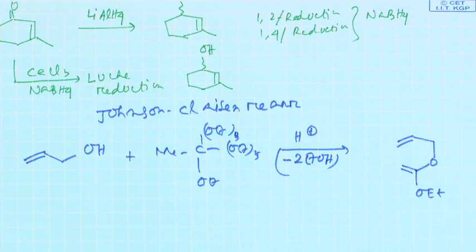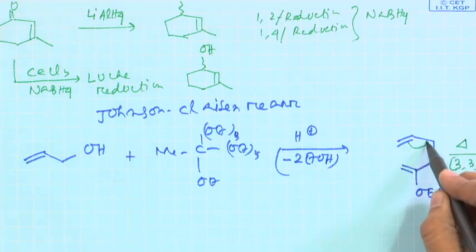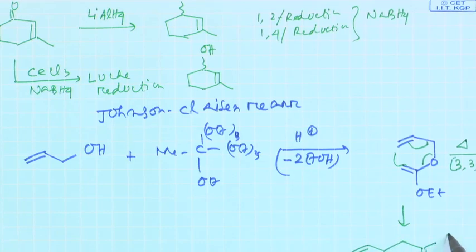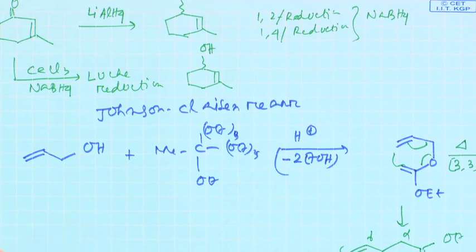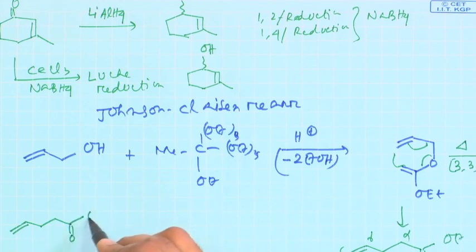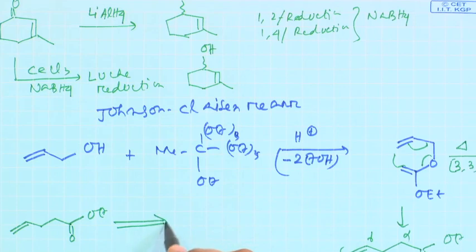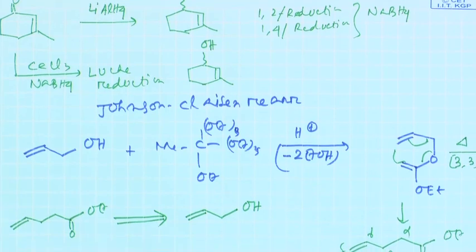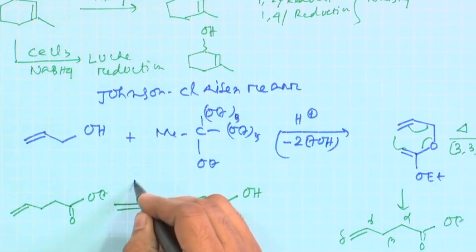Now, it is a very nice and interesting reaction, which probably all of you know. Subjected to heat, a 3,3 sigmatropic rearrangement takes place. Then you get a compound like this, which is alpha, beta, gamma, delta. So the general retro for this kind of compound, whenever you have an alpha, beta, gamma, delta unsaturated compound, you can straightforwardly do a retro based on the Johnson-Claisen rearrangement. That is the basic transformation you are looking for.